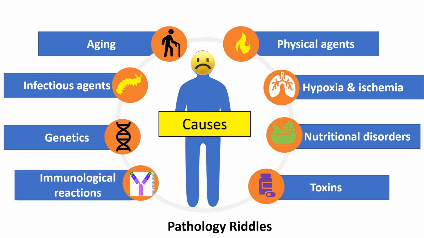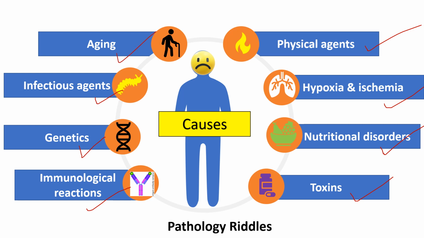So what are the types of stress or causes of cell injury? They could be physical agents, hypoxia and ischemia, nutritional disorders, toxins, immunological reactions, genetics, infectious agents, or aging.